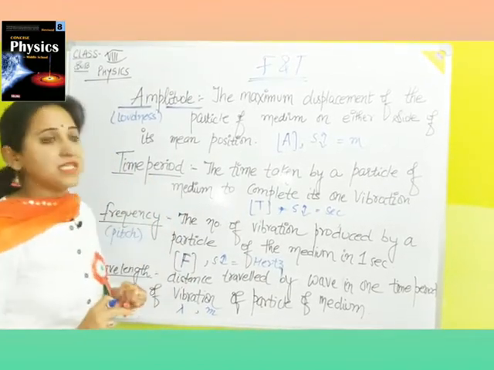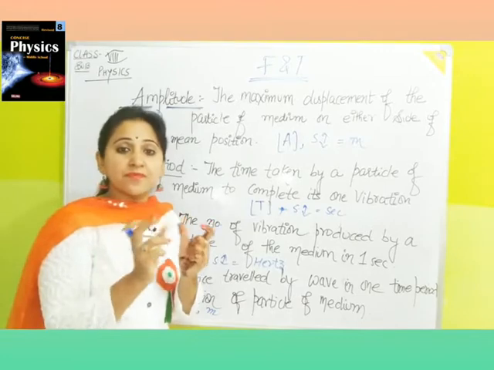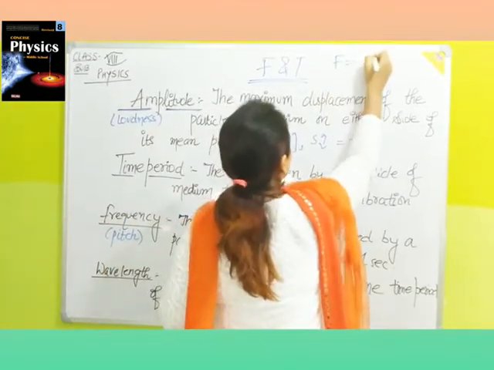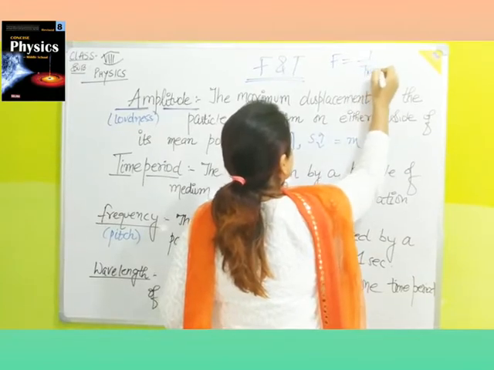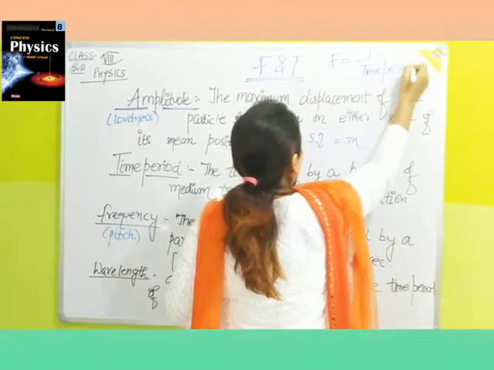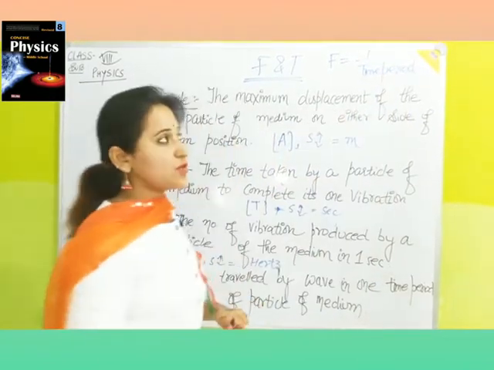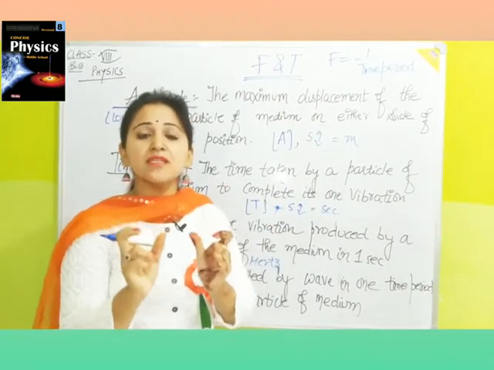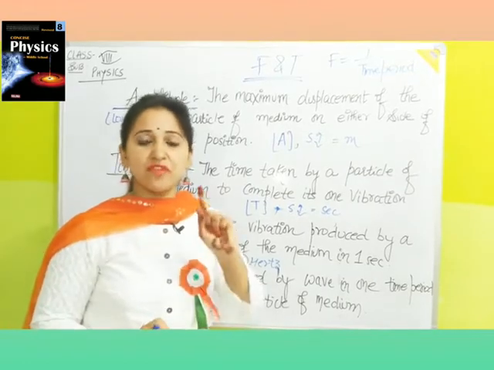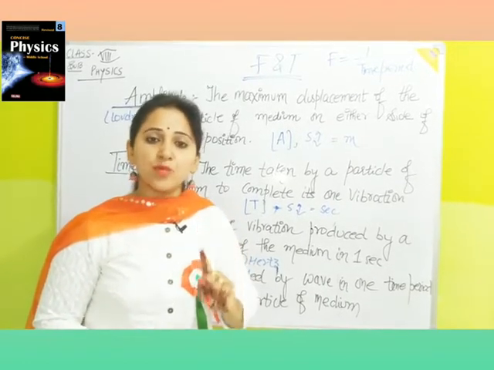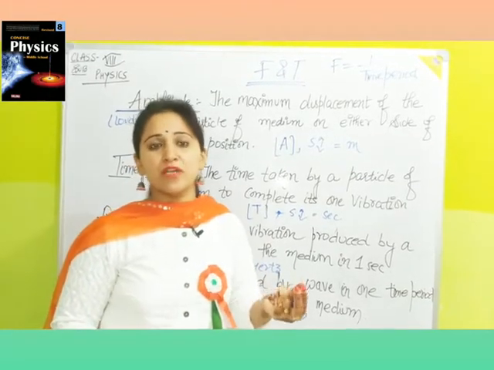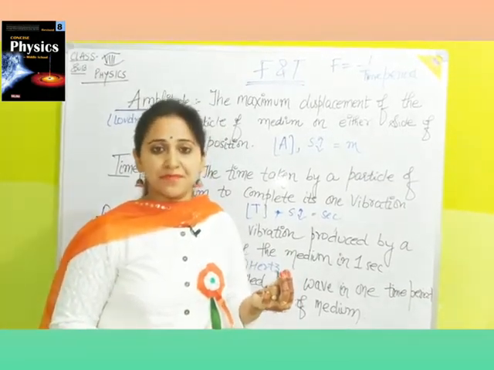तो उसे हम क्या कहते हैं? Time period. Means both are reciprocal to each other. Means frequency is equal to 1 upon time period, or in other words, time period is equal to 1 upon frequency. This is the important relationship between frequency and time period. Frequency equal to 1 upon time period, or time period equal to 1 upon frequency.